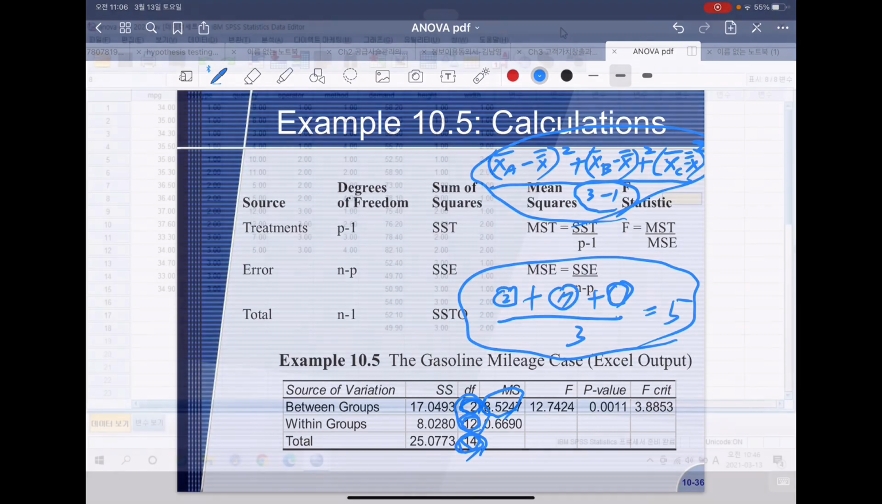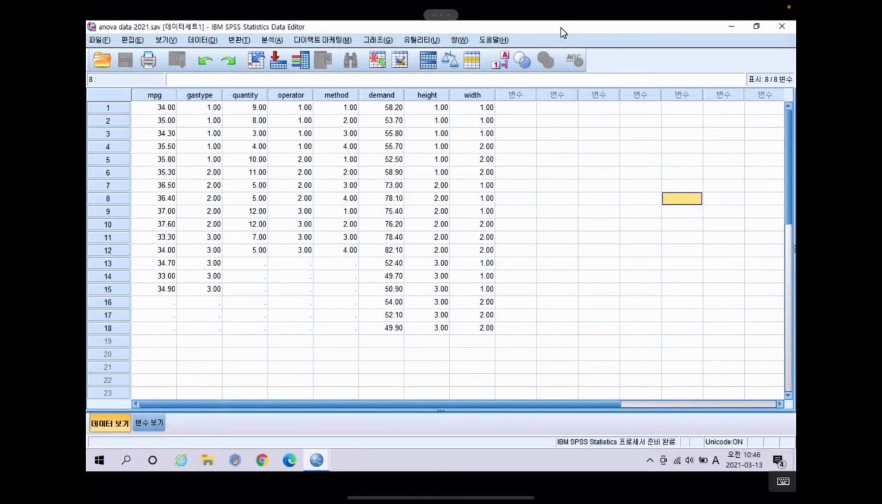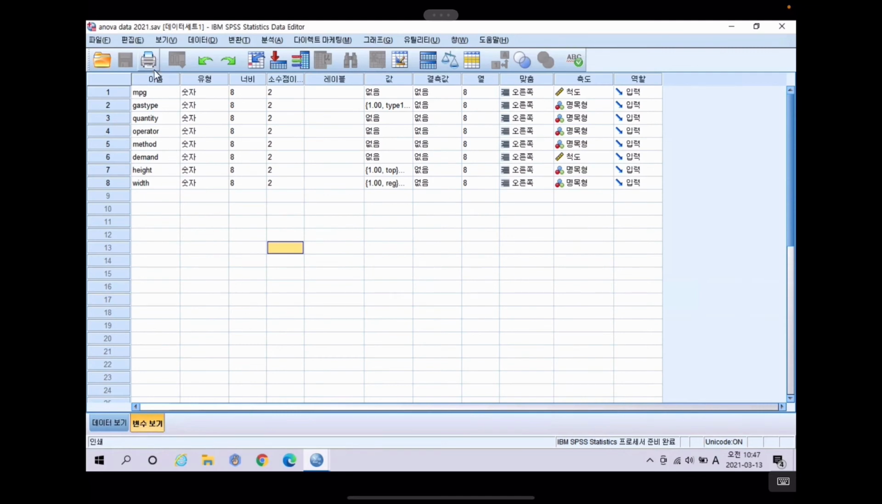Let's go to SPSS. Let me show you how to use SPSS for hypothesis testing. This is the first screen of SPSS. I already entered some numbers here. Before we go into the hypothesis testing, let me talk about these 2 buttons at the bottom. The first button is for the data screen, and the second button is used to name variables. So you click this one, and you can name variables. The first variable is named mpg, miles per gallon, and the second variable is named gas type. So I typed in these ones. And if you want to go back to the data, you click this one.